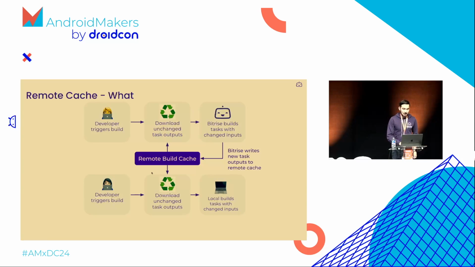On the local machine, basically the same thing is happening. So the developer is starting the build, unit test, then the system itself is looking for any kind of outputs that match the inputs generated hash for the given task. If there are, it simply downloads those artifacts, and this basically gets reused during the build process.